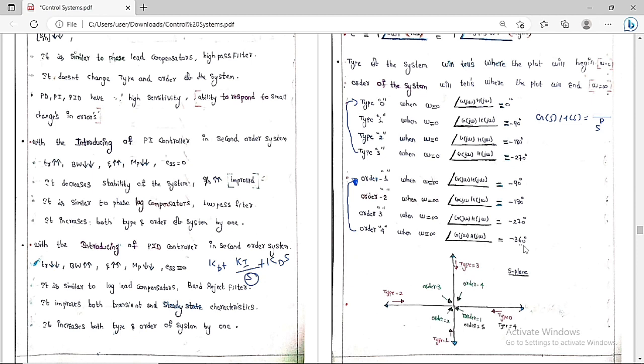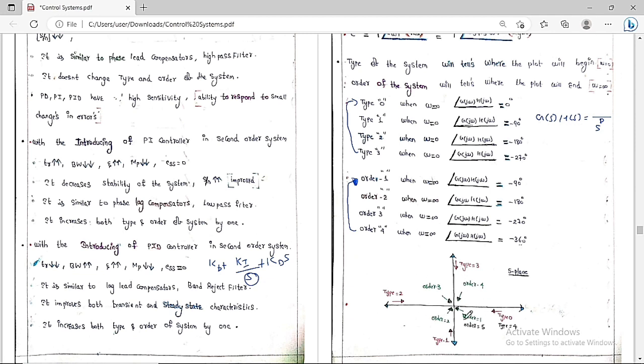Always remember, the type of the system will give the information about where the polar plot is going to begin, at omega is equal to 0, and the order of the system is going to tell you where the polar plot is going to end, at omega is equal to infinity. Based on this information, we are going to draw some graphs. If you remember this graph, you can draw the polar plot in a fraction of a second.